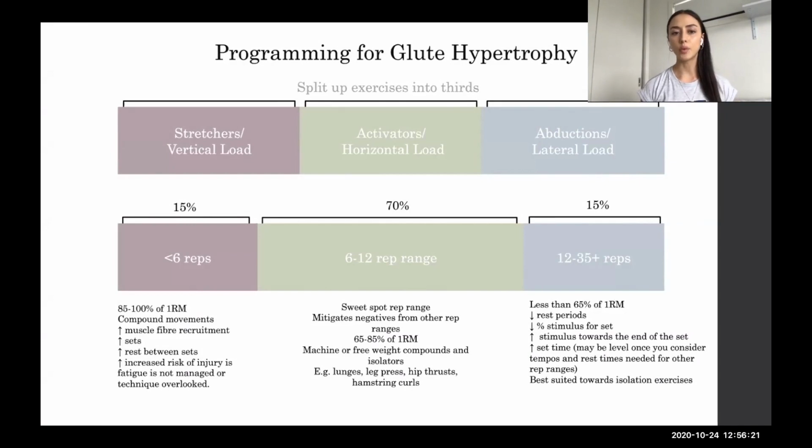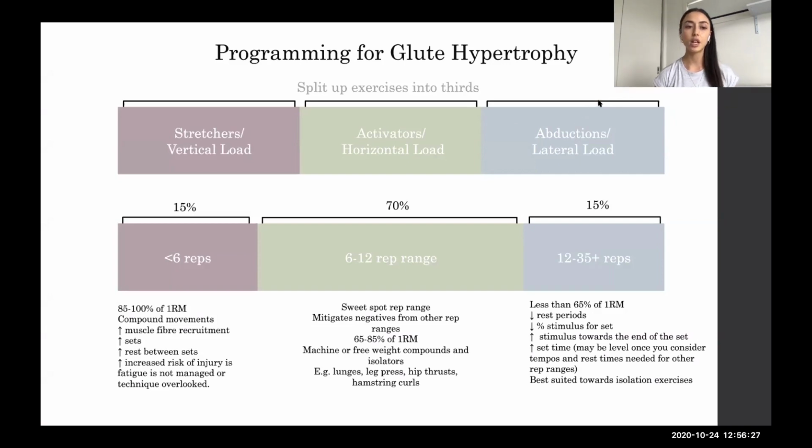Now looking at how we split up those exercises and what the best rep ranges are to use for glute hypertrophy. You want to split your exercises up into thirds. So you want to do 1/3 of your program as the stretches, 1/3 as activators, and then the remaining third of abduction exercises. They all have different recovery times, which I'll go into later.